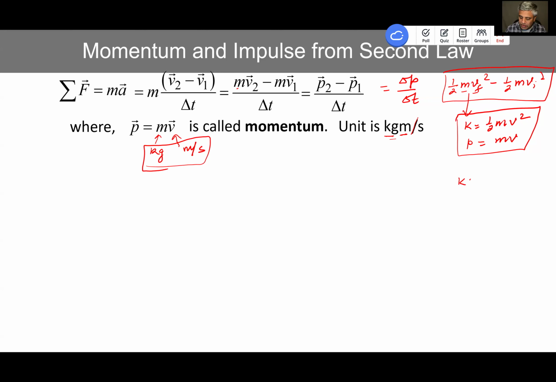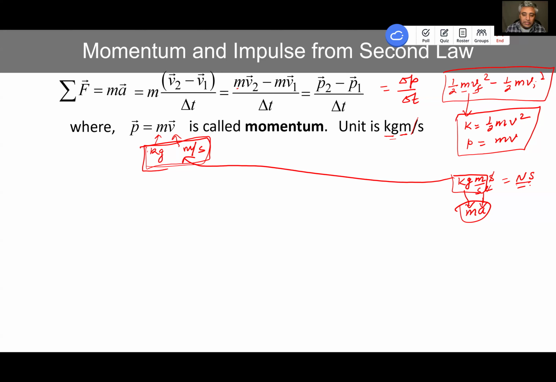Remember, we had kilogram meter over second square. That was the Newton, because it's mass times acceleration, and the unit of mass is kilogram, and this is the unit of acceleration. So we have the shortened version, and this one looks very similar to that. Indeed, if we multiply both sides by seconds, what happens? One of the seconds here cancels, giving us exactly this. So that means Newton times second is another way of writing the unit of momentum.